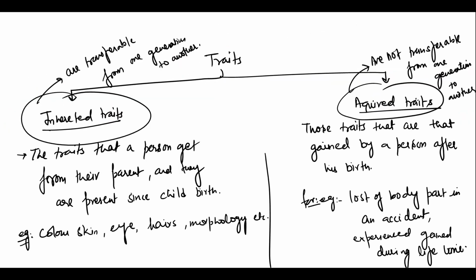Next is the type of traits that we're going to have, the inherited traits and the acquired traits. Inherited traits and the acquired traits. Okay. What are traits? First of all, let me explain what traits are. Traits are the differences that we see among individuals.